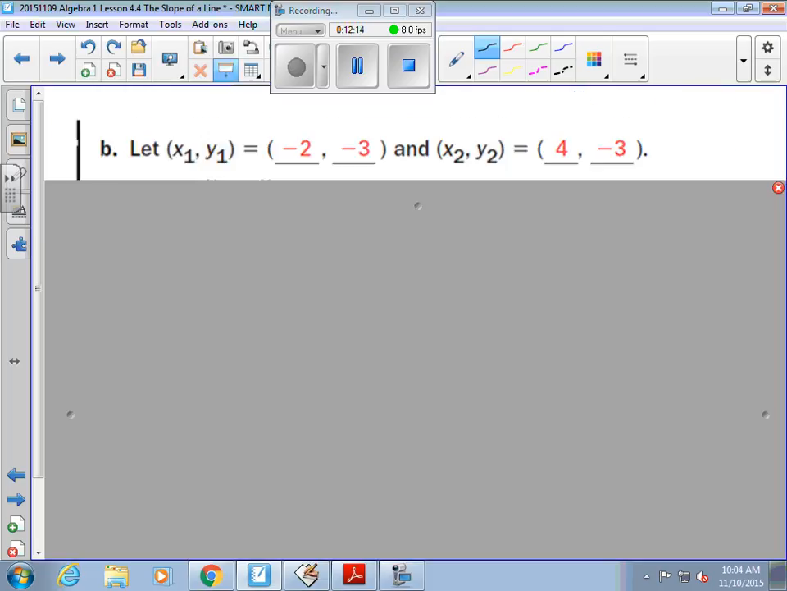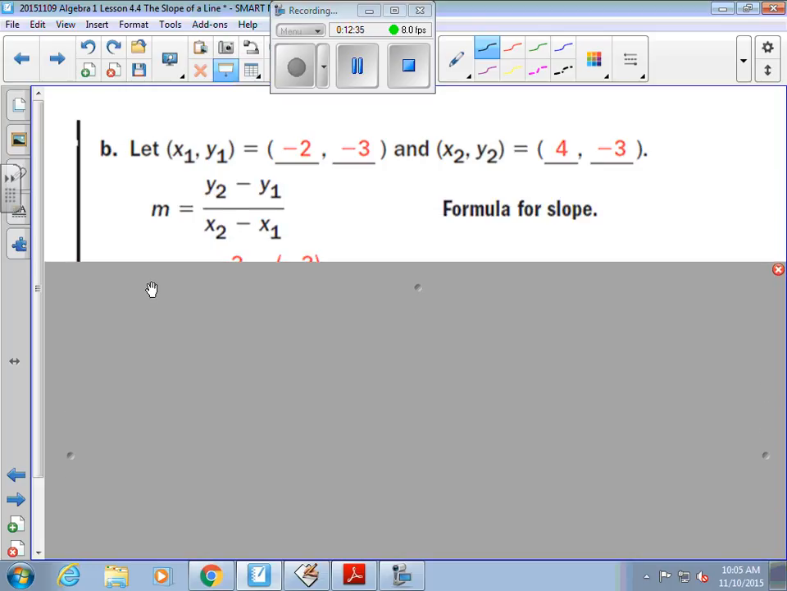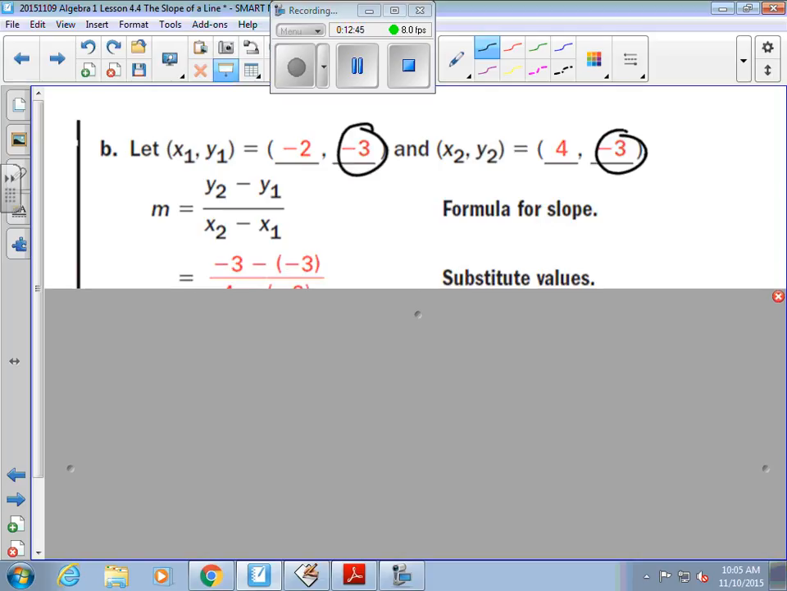So let's go to B on still example number 1. It says to find the slope from negative 2, negative 3 to 4, negative 3. So it says let x sub 1, y sub 1 be negative 2, negative 3, and x sub 2, y sub 2 be 4, negative 3. Again, your slope formula. Y sub 2, that's this one here. That one goes first. Negative 3. Minus y sub 1, that's this one here. Negative 3. Again, minus a negative 3. Over x sub 2, that's this one, 4.